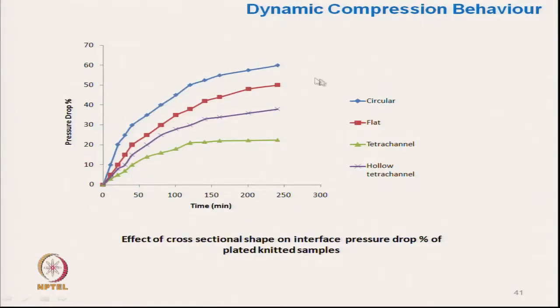The blue curve shows the circular cross section, this is a flat cross section, the green one is tetrachannel, and the purple one is the hollow tetrachannel. What has been observed is that the fabric made of circular filament gives the highest pressure drop, that means it loses its pressure, whereas the fabric made of tetrachannel filament retains the pressure nicely.